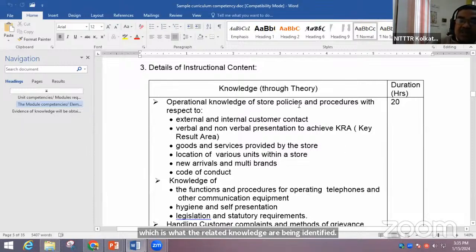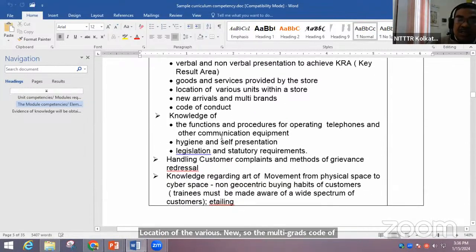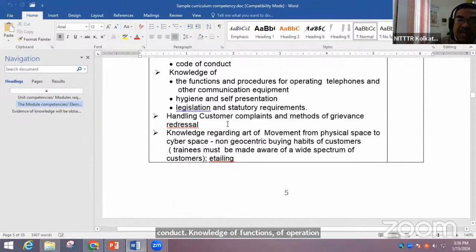Operation knowledge covers store policies and procedures with respect to external and internal customer contact, verbal and non-verbal presentation to achieve the key result area, goods and services provided by the store, location of the various units within the store, new arrivals of the multi-brands, code of conduct, knowledge of functions and procedures of operation, telephones and other communication equipment, handling customer complaints, and all that.